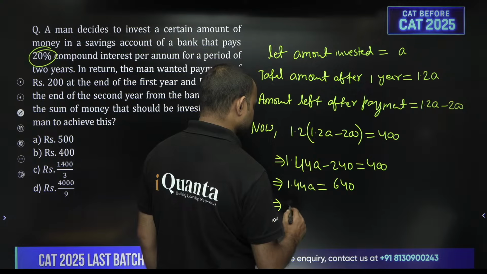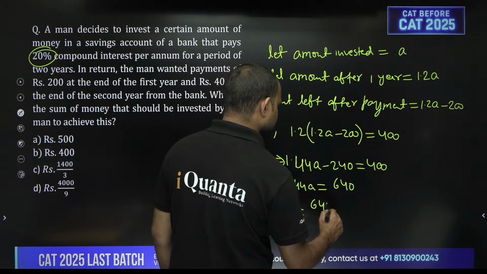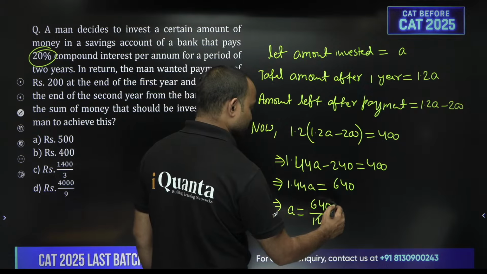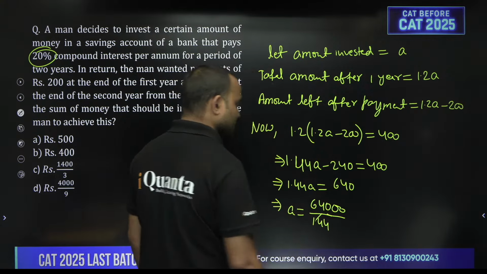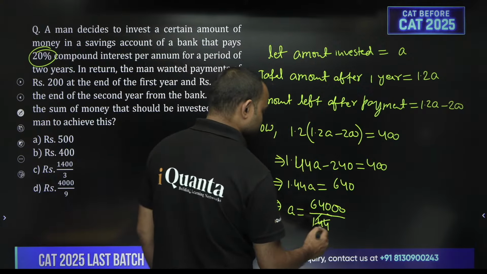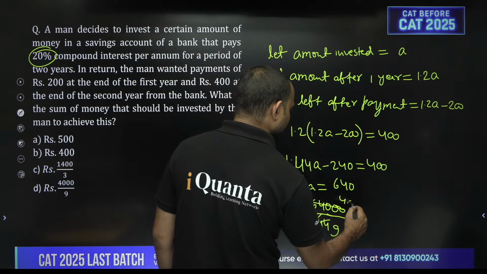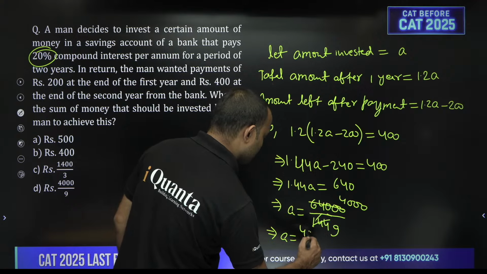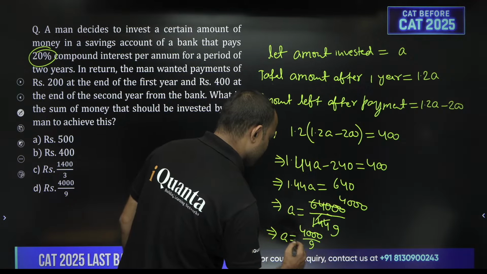From there we can say A will be equal to 640 upon 1.44. So if you remove the decimal, we are going to get 2 zeros. Now 144 is 16 into 9. So 16 into 9, 16 into 4000. So we can say the amount is equal to 4000 upon 9.